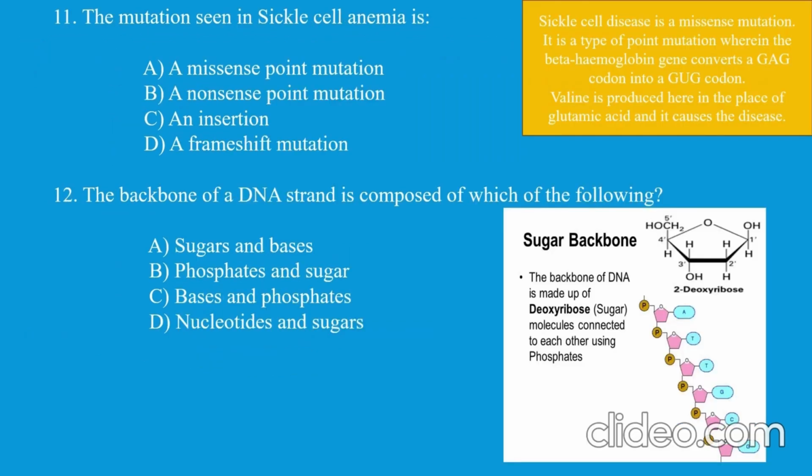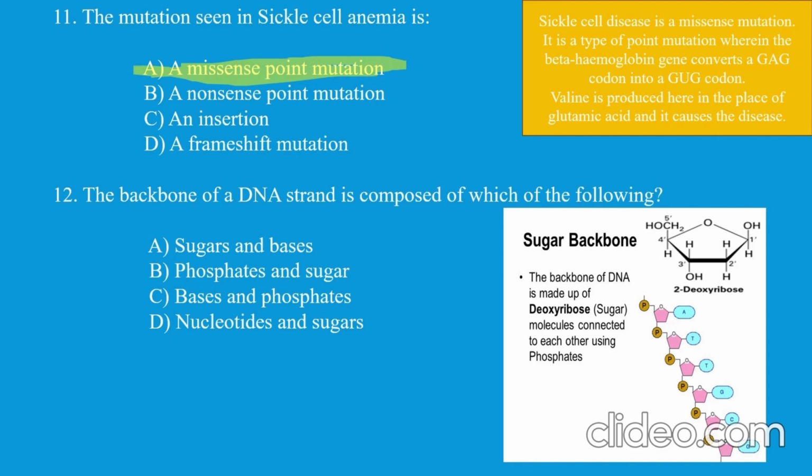Next question. The mutation seen in sickle cell anemia is, as you know, in sickle cell anemia there is a missense mutation because there is replacement of glutamic acid by valine at the beta 6 position. So a new amino acid is coded. That's why this is known as a missense point mutation, right?